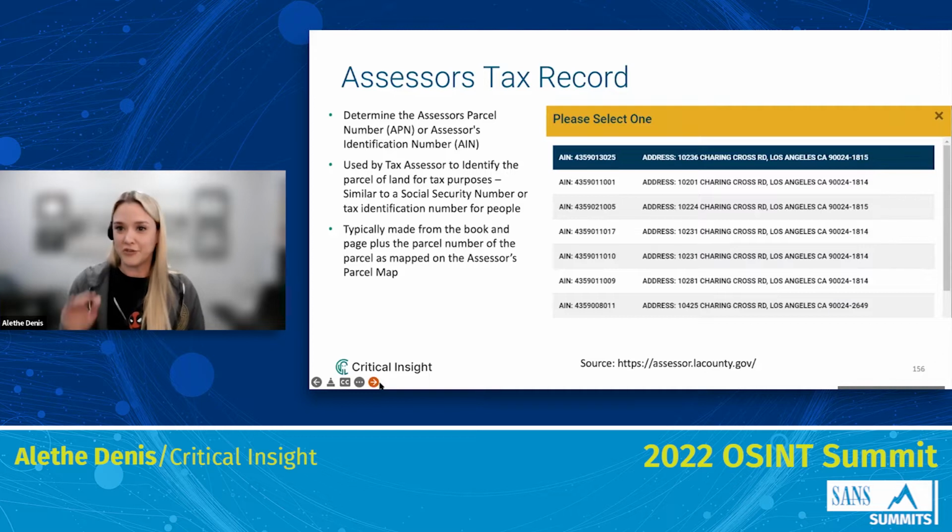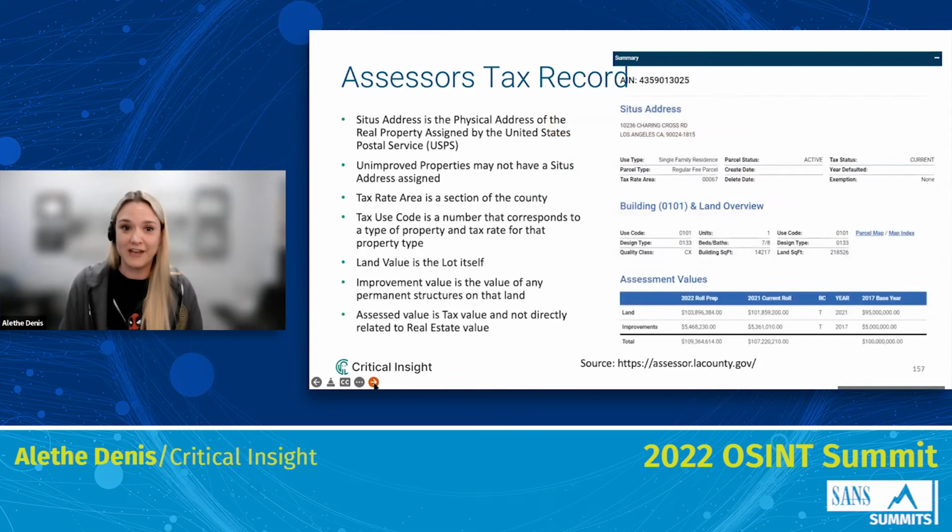We're looking to make sure that the address and the AIN that we have matches the record that we want to look at, and the one that's highlighted in blue is the one that we're going to click on. And yes, you can check any county for the most part in the United States and see the property tax record online for any property.